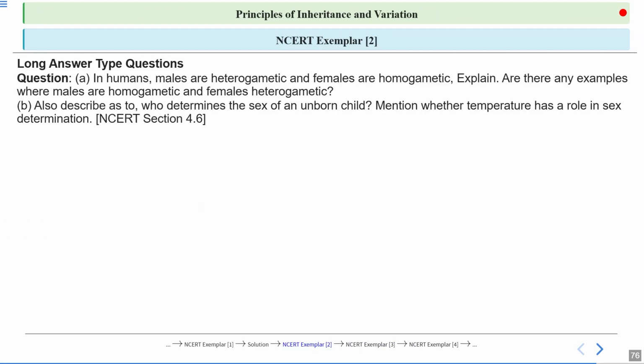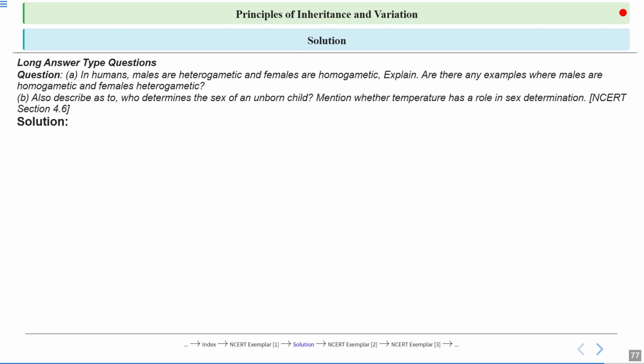The next question is a long answer type question. In humans, males are heterogametic, females are homogametic. You have to explain, are there any examples where males are homogametic and females are heterogametic? So they are asking about the opposite of the sex determination system in humans. Also describe who determines the sex of an unborn child in humans, and mention whether temperature has a role in sex determination. Okay, let's have a look at the answer now for part A.